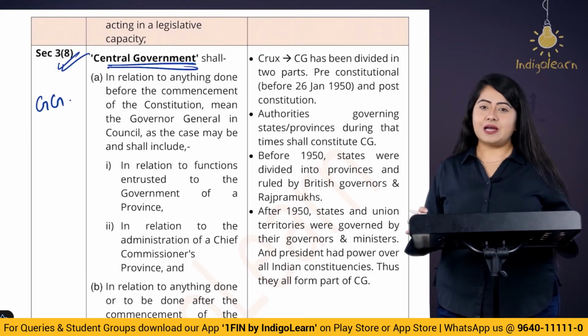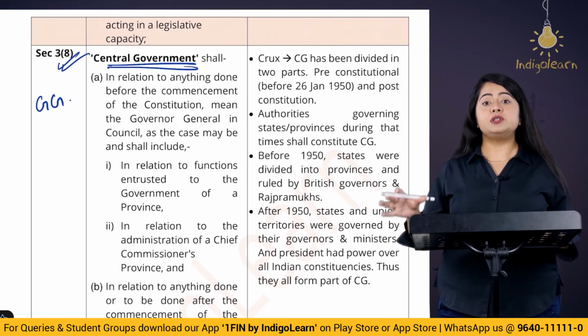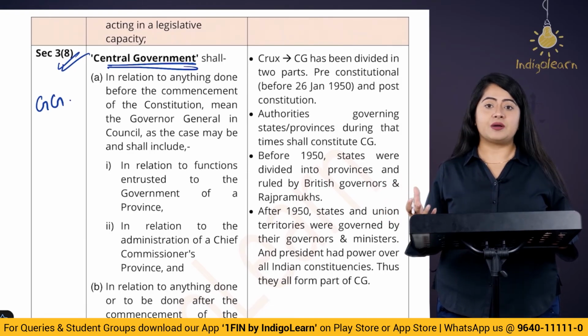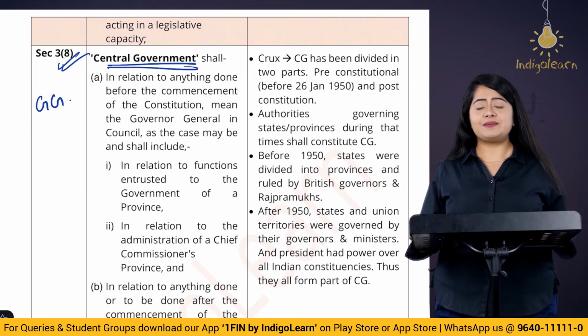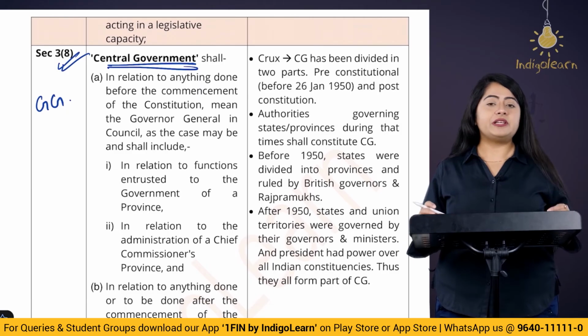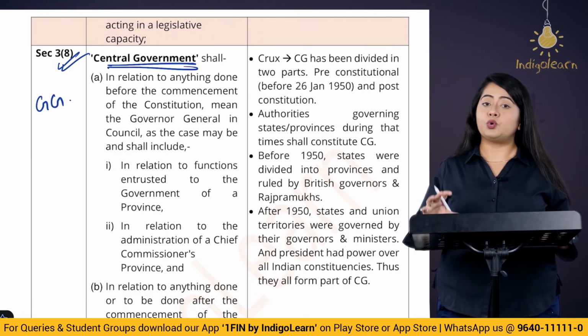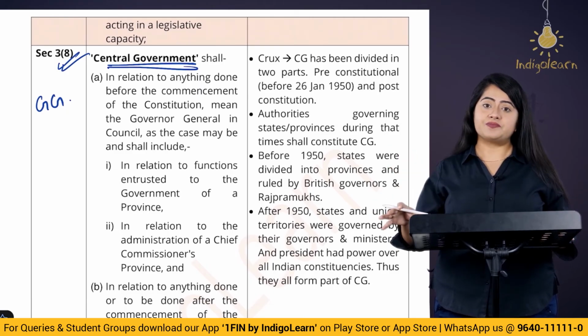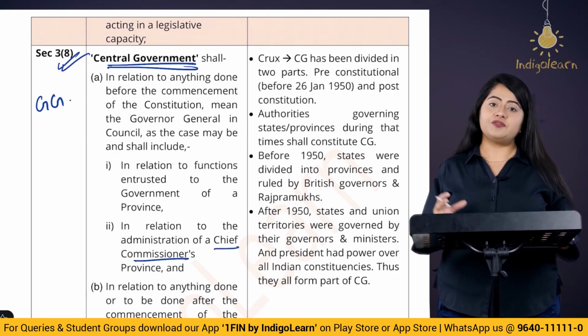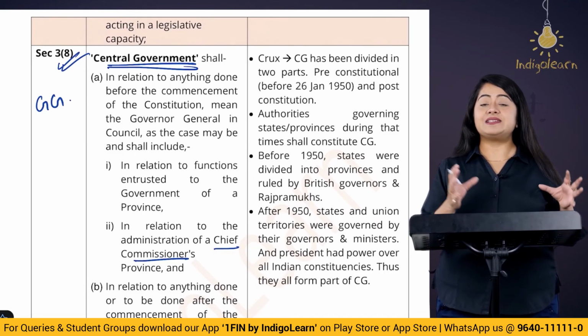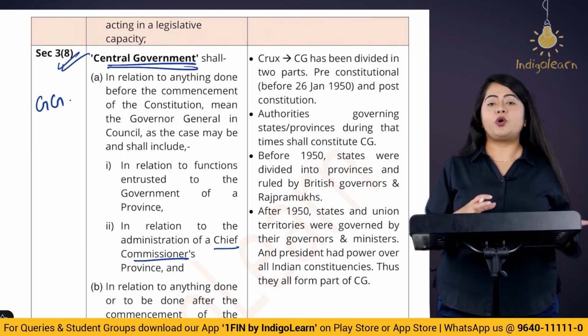Along with that, there were some states that were ruled by provincial rulers. So, in that case, the provincial rulers will be considered as central government with respect to the time before the Constitution came into the picture. And sometimes there were certain states which were commonly ruled by the Britishers as well as by the provincial rulers. So, in that case, sometimes chief commissioners were appointed. The chief commissioner is also going to be considered as central government. So, this was all before 1950.